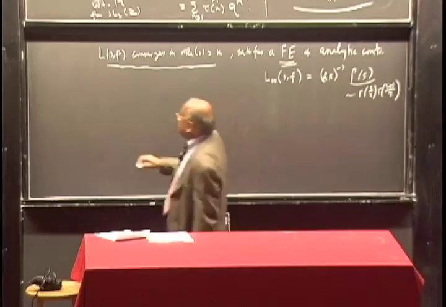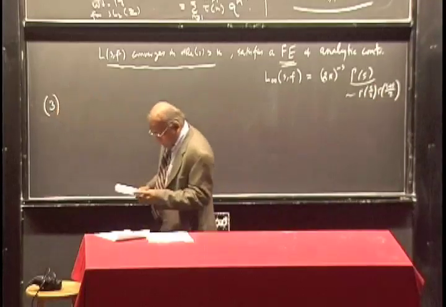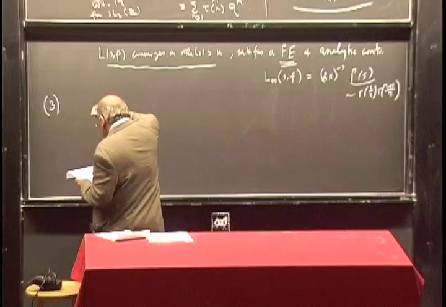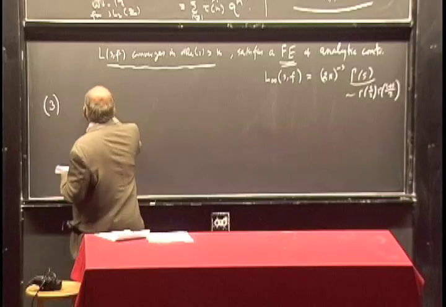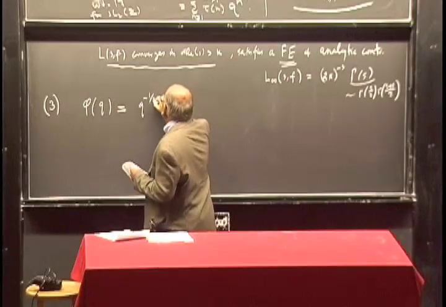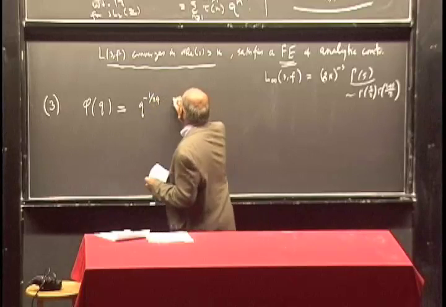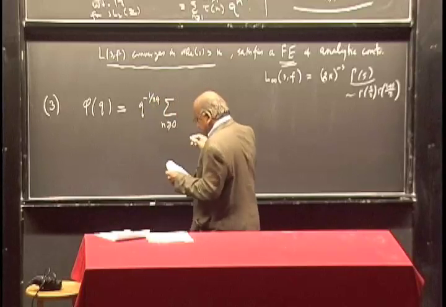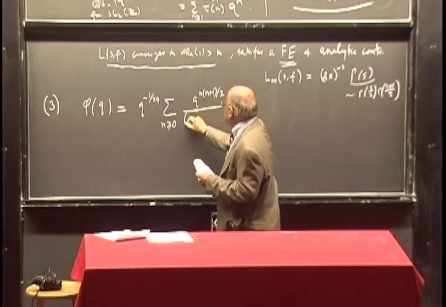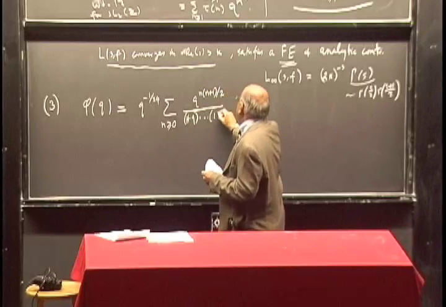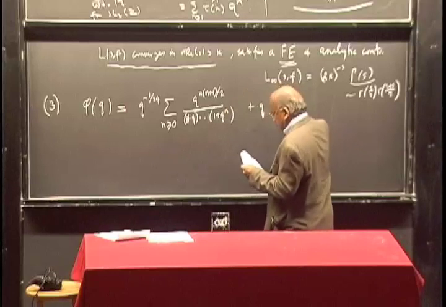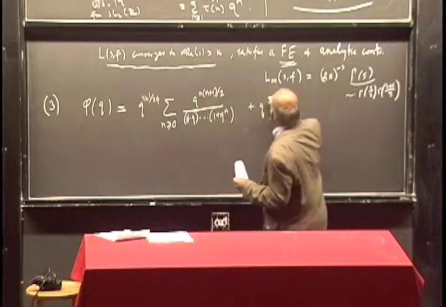So let me give you a third kind of example. Okay, this is a strange example, but you can take phi of q to be q to the minus 1/24, sum over n greater than or equal to 0, of q to the n times (n plus 1) over 2, over (1 plus q) up to (1 plus q to the n). And then you take plus, sorry, here there's no minus, 1/24.